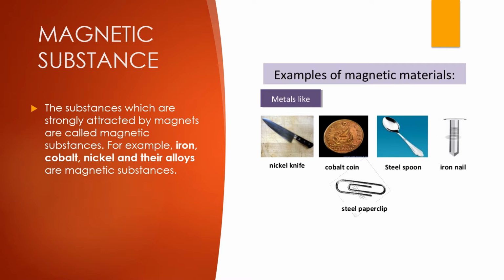So the first topic is magnetic substance. The substances which are strongly attracted by a magnet are called magnetic substances. For example, iron, cobalt, nickel, and their alloys. In the diagram, you can see examples of magnetic materials: nickel knife, cobalt coin, steel spoon, iron nail, steel paper clip, etc.